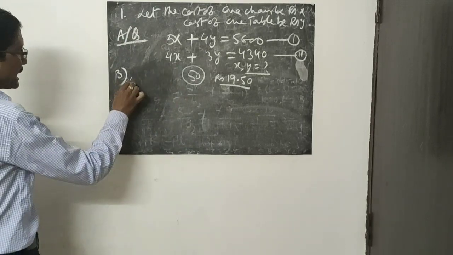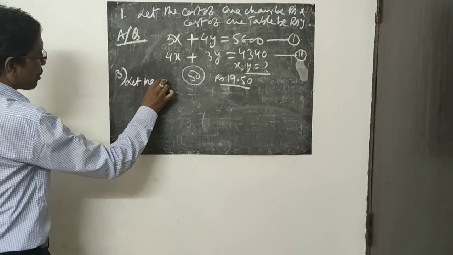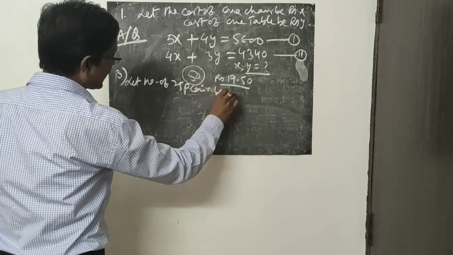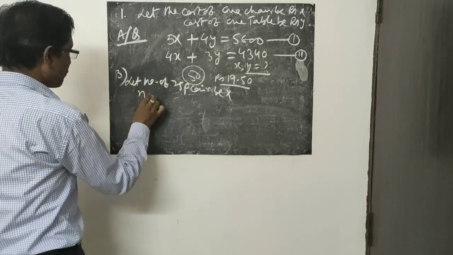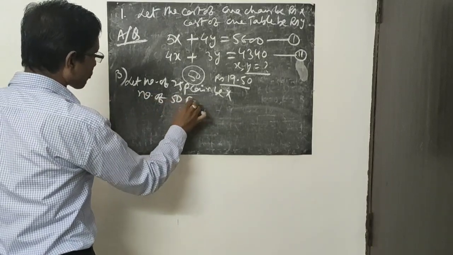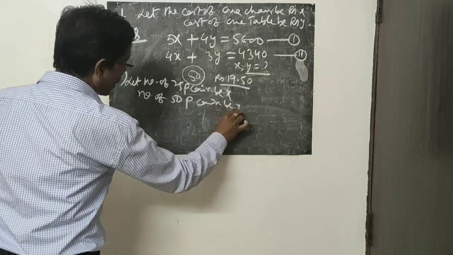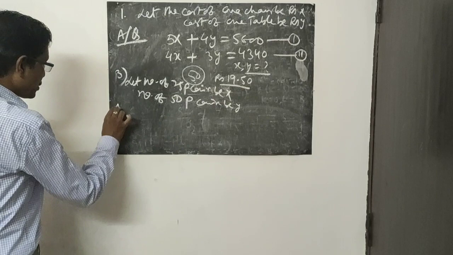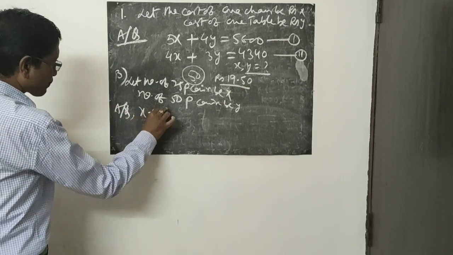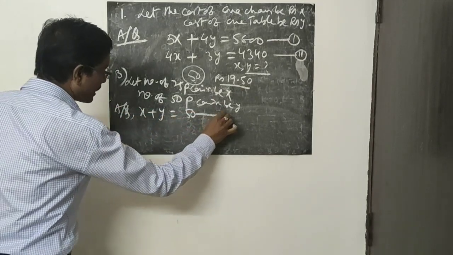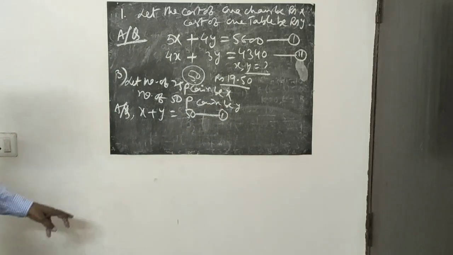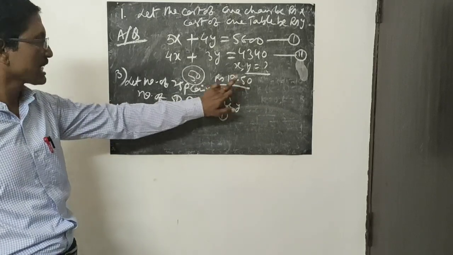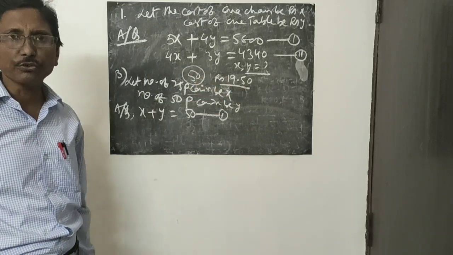So what we will do: let the number of 25 paise coins be x and the number of 50 paise coins be y. The total number of coins is given as 50. So according to the question, you will have x plus y equal to 50. A simple equation you got. The second condition is totaling rupees 19.50, that means the total value is 19.50.